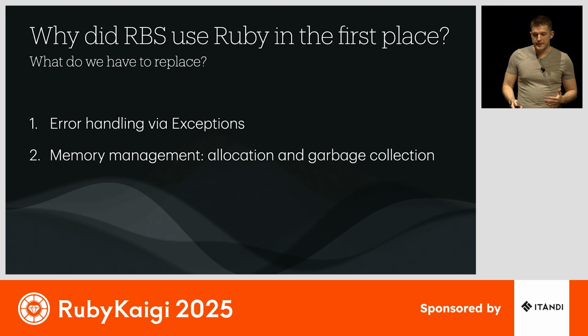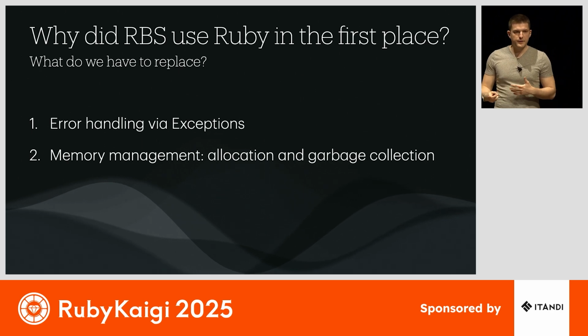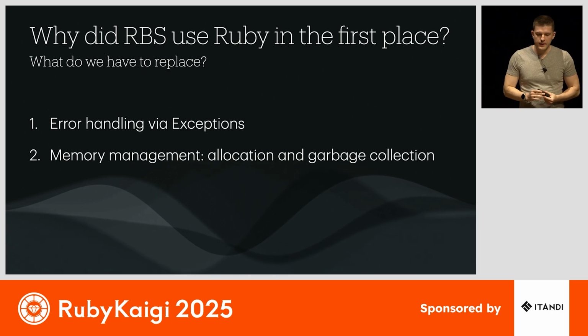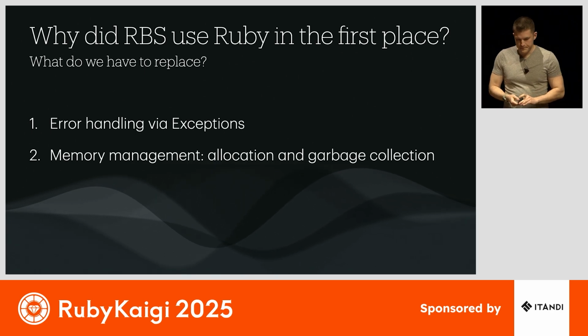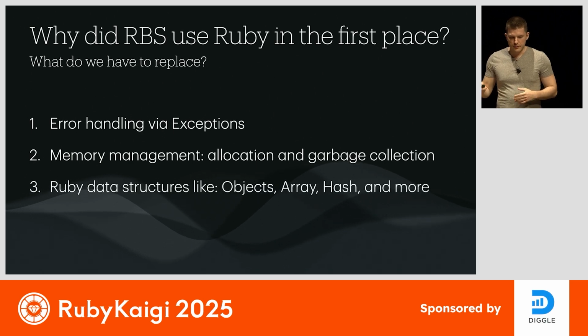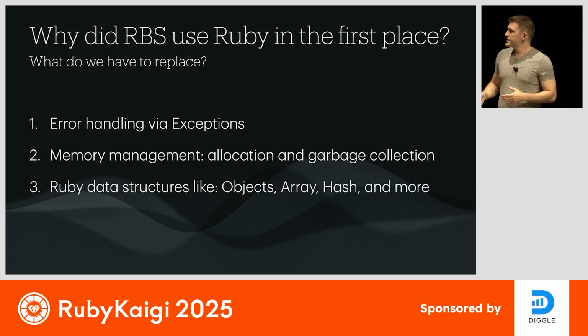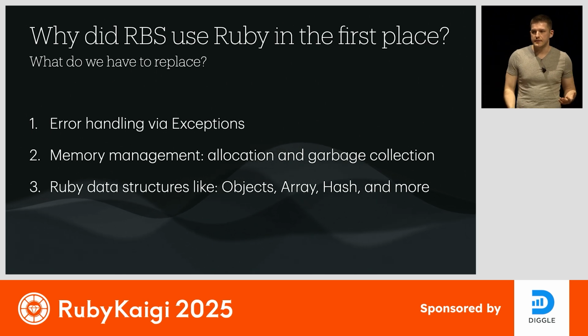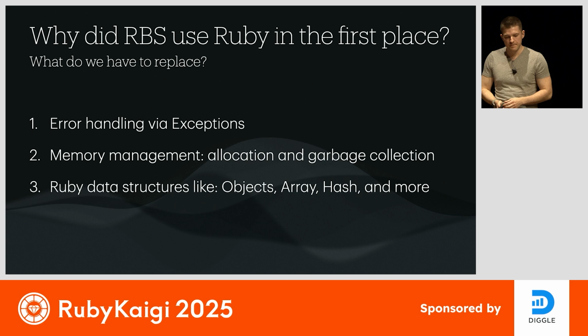The next is memory management. The Ruby VM provides a dynamic memory allocator and a garbage collector that will take care of freeing memory for you when you're done using it. And so we're going to need to do something about that. And there are two more points that I'll mention that I won't elaborate as much. The first, that you might be familiar with, is that the Ruby standard library provides us with a lot of really convenient classes and data structures. You can think of Array, Hash, queues, and so on. So we're going to need to find replacements for those.